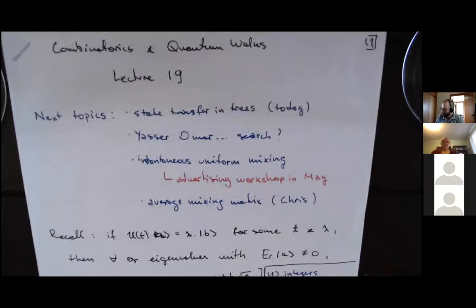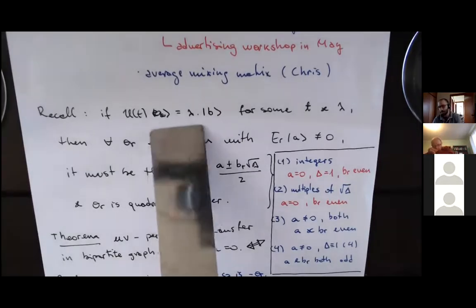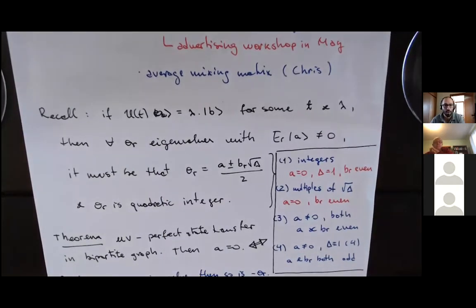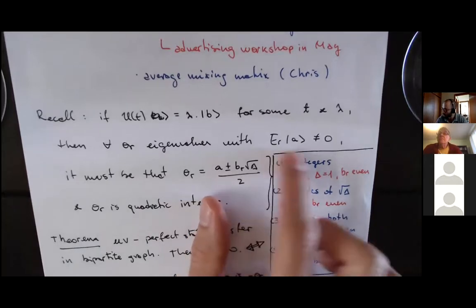So recall that if we have perfect state transfer, so this is the equation as you all are very used to by now, for some real number t, complex number lambda, then for all eigenvalues whose projection of the characteristic vector of the vertex onto the eigenspace is non-zero.